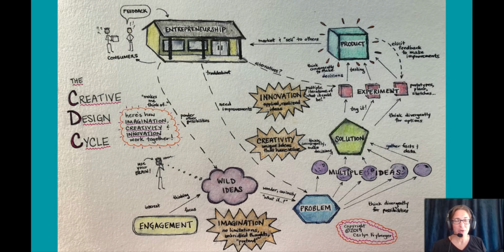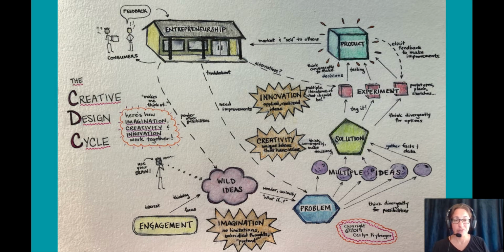Imagination. When you were a little kid, you could pretend that you were anything or anybody or anywhere, and you didn't have limitations on what was possible. You just thought whatever you wanted to think. You could throw a little bit of crazy in there, and your ideas were generally wild. That's imagination. There's no limitations. They're unbridled thoughts, and it doesn't have to be realistic.